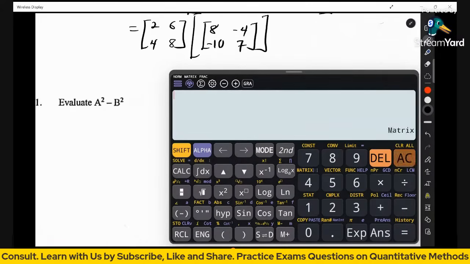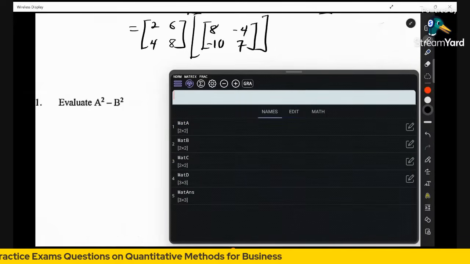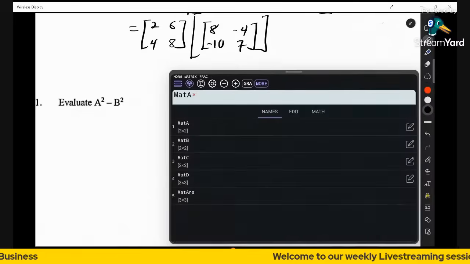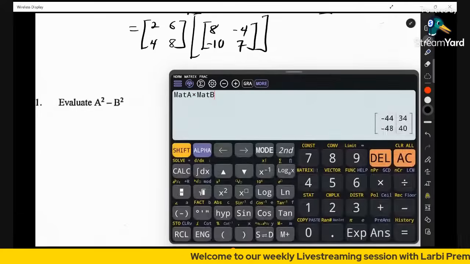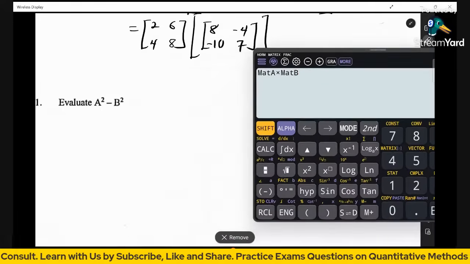I'll press AC. So since I'm multiplying, I'll press shift, press 4, bring in my matrix A. Multiplying, press shift, press 4, and I bring in my matrix B. So when I multiply, I should be able to get -44, 34, -48, 40. So the calculator will help to solve it very simple for you. So at the end of the day, this is what we are getting.